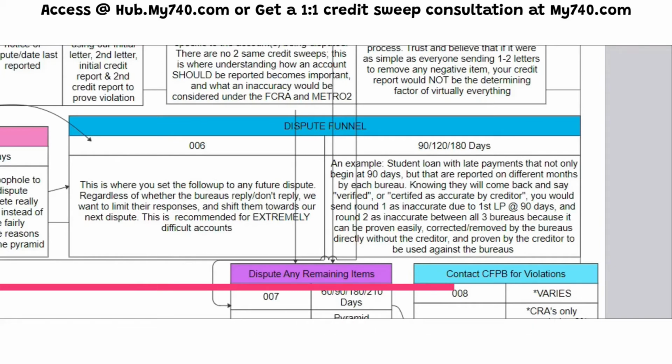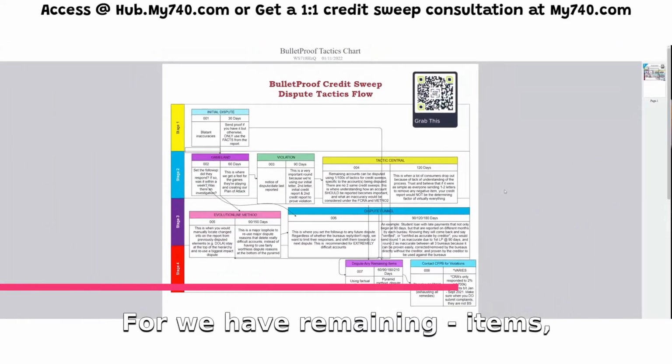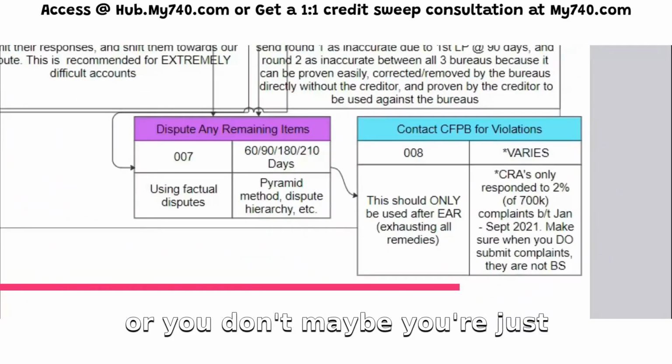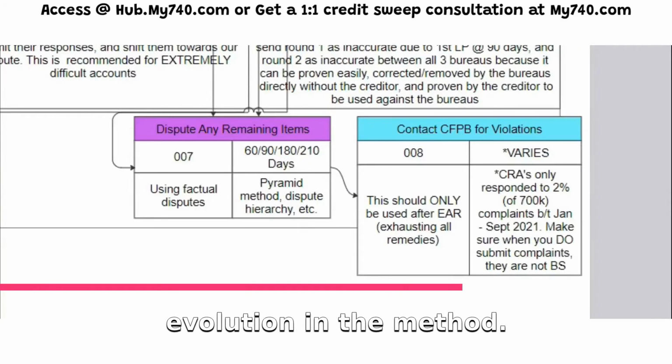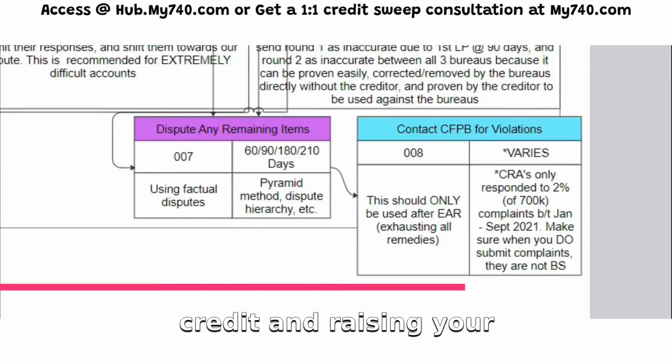Okay, so now we're at the end of this. We're at stage 4. We have remaining negative items. Or you don't. Maybe you're just done. The dispute funnel or evolution line method got rid of everything. Great. Now you're just done. Move on to building your credit and raising your score.